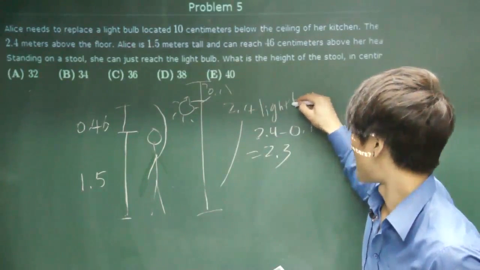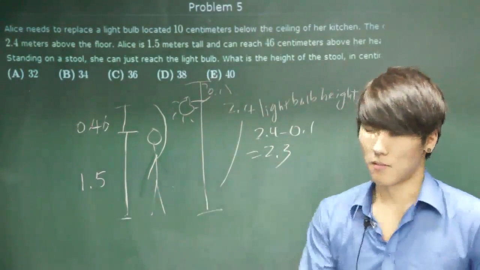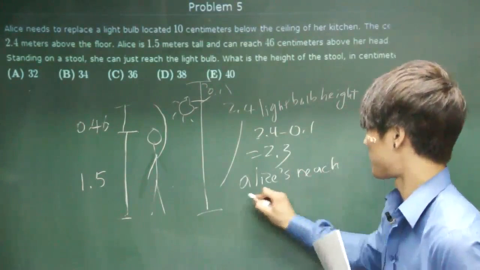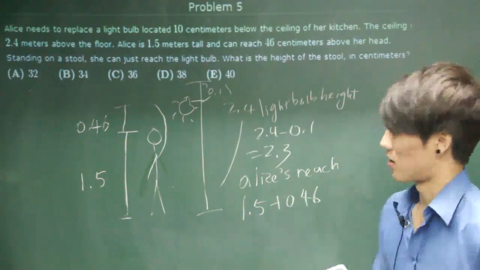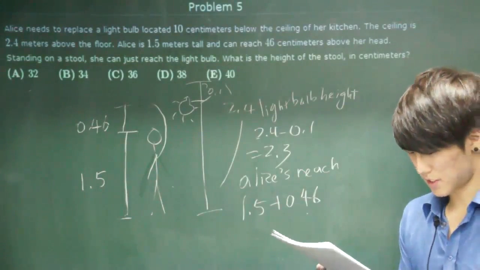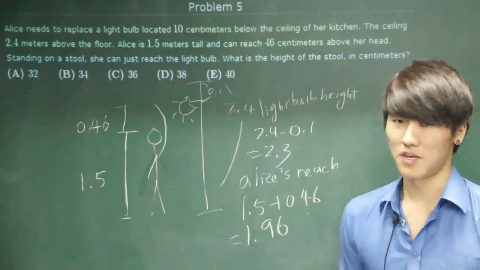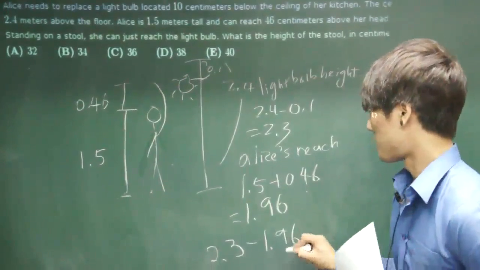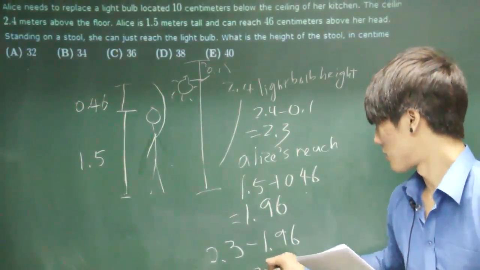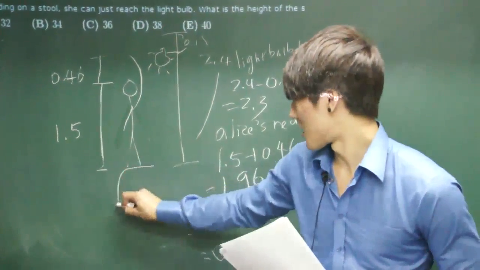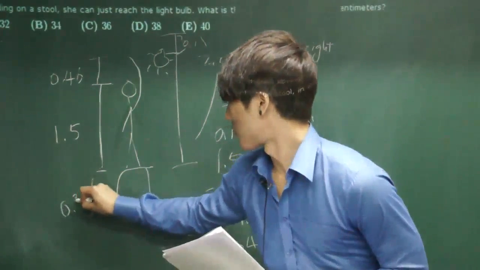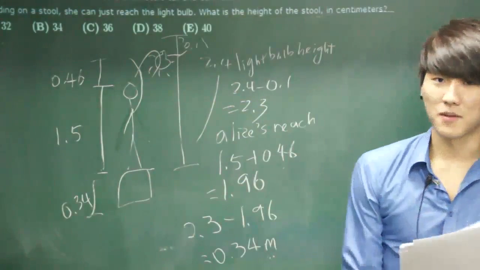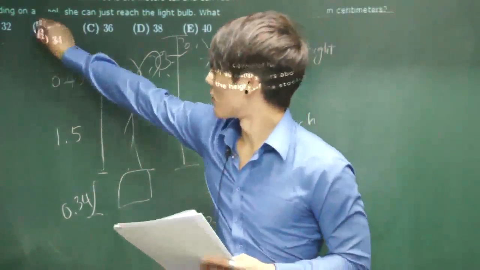That's the light bulb height from the floor. And Alice's reach is 1.5, which is her height, plus her arm length, 0.46. So she can reach up to 1.96 meters if she stretches her arm high enough. That means the difference between 2.3 and 1.96 is 0.34 meters. So if she stands on a stool that's 0.34 meters, she can touch the light bulb. In centimeters, you multiply by 100 to get 34, which is choice B.